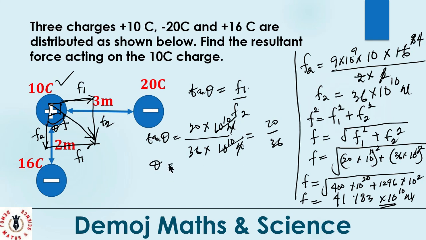So that theta now is the arctan of 20 over 36. From my calculator, that's 0.555. So that theta invariably is the same thing as 32.28 degrees.